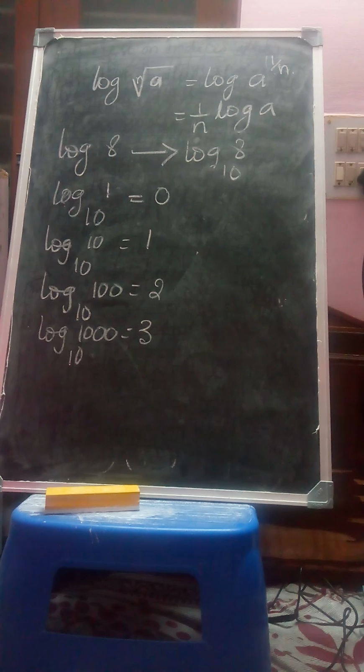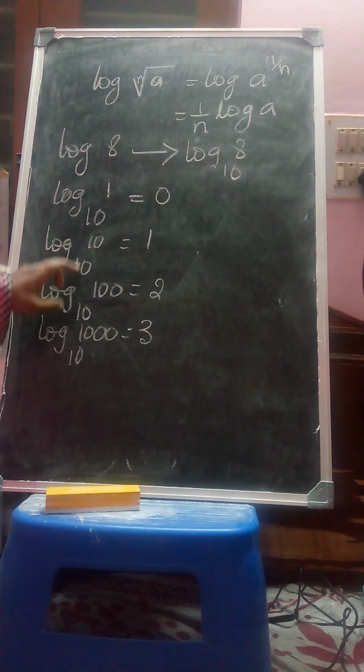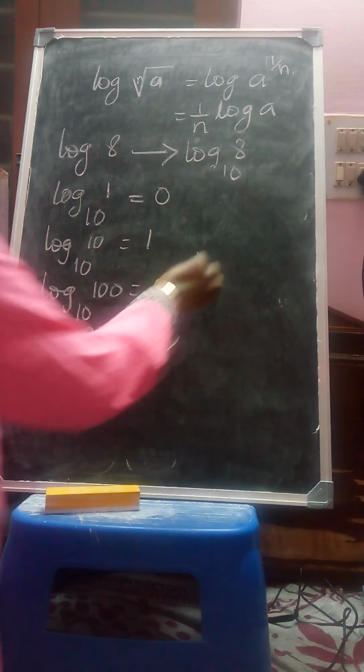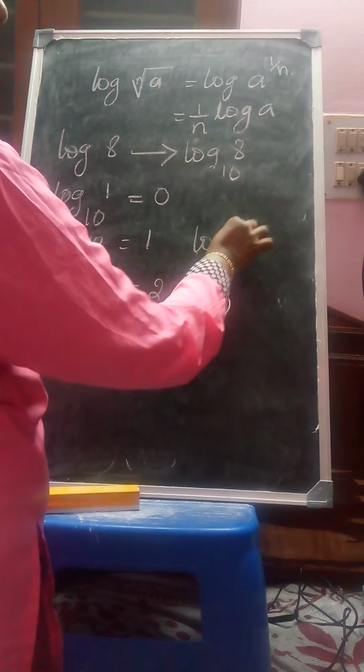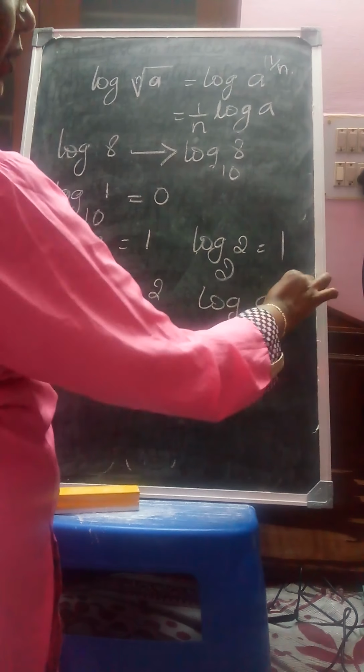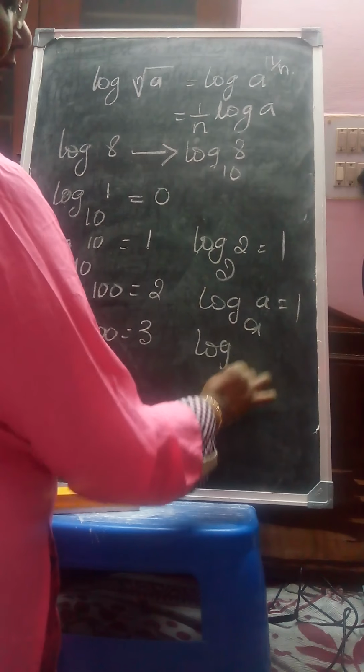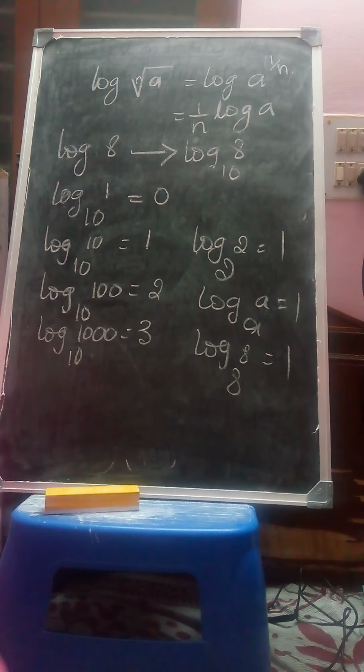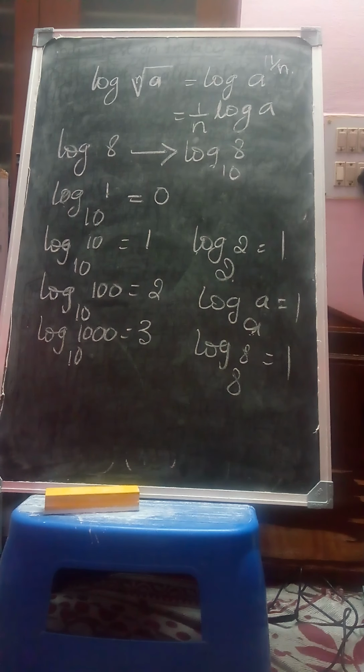Now next, you should know what will happen if the base and the number are the same. Here you saw log 10 of 10 is 1. Similarly, when the base and the number are the same, it is equal to 1. So log a of a will be equal to 1. Log 8 of 8 will be 1. These things you should remember. When the base and the number are the same, it is 1. See here, 8 and 8, it is 1. So you should remember this and not forget it.